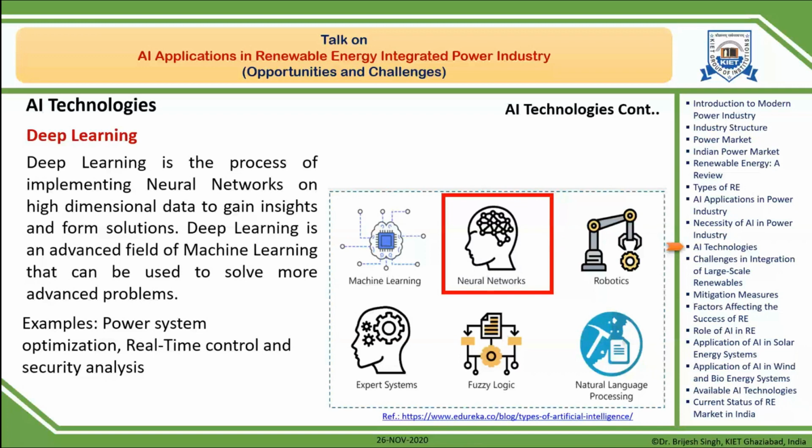Power system optimization, real-time control, and security analysis. These are the areas where you can apply neural networks.